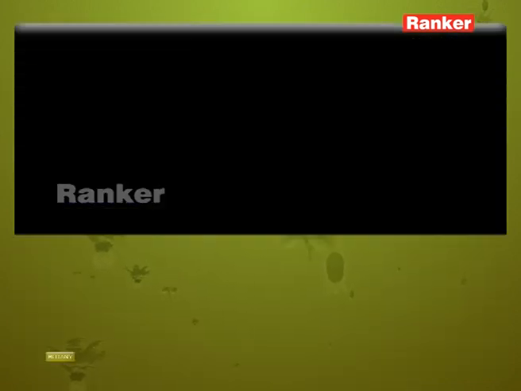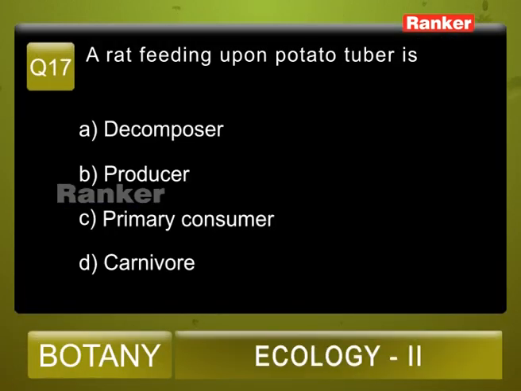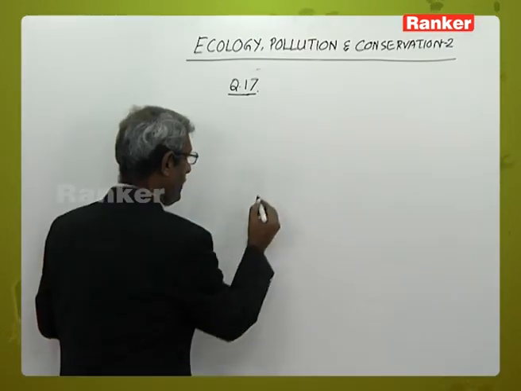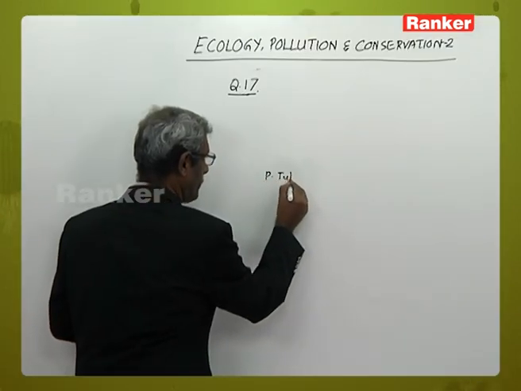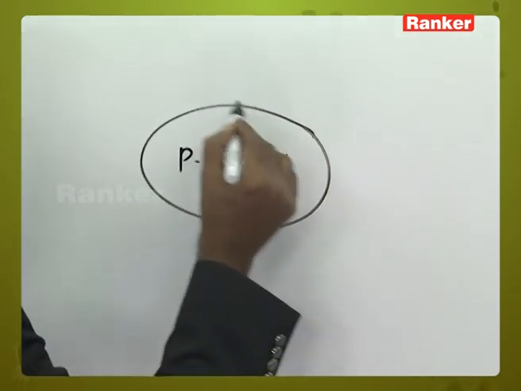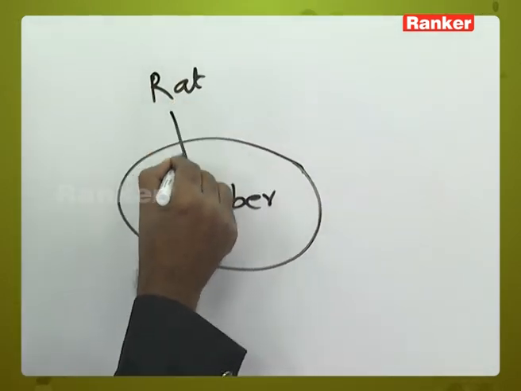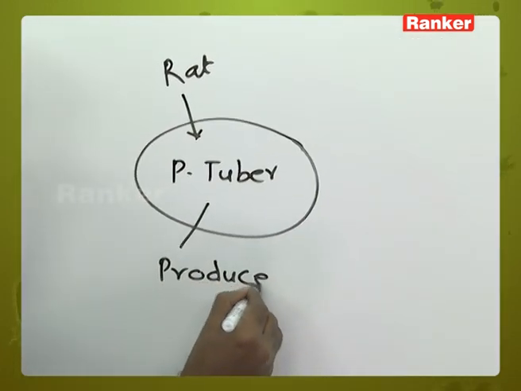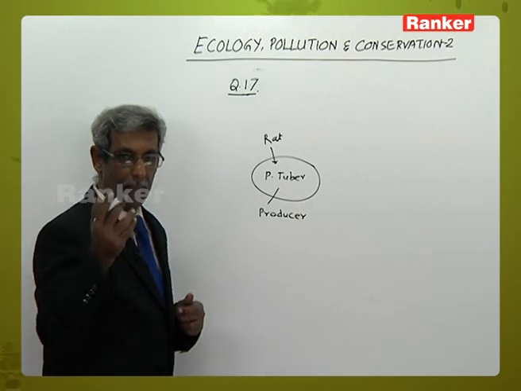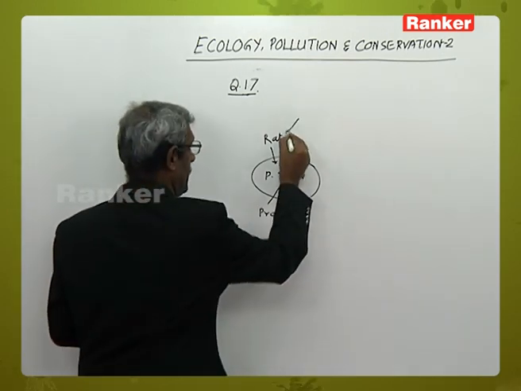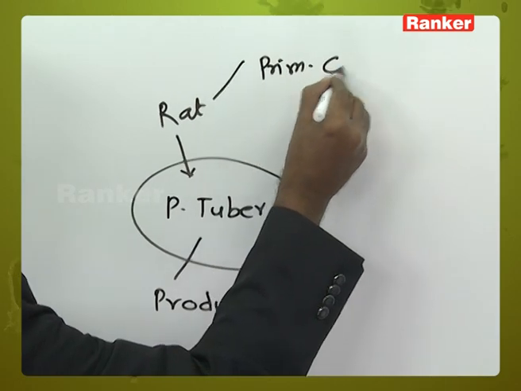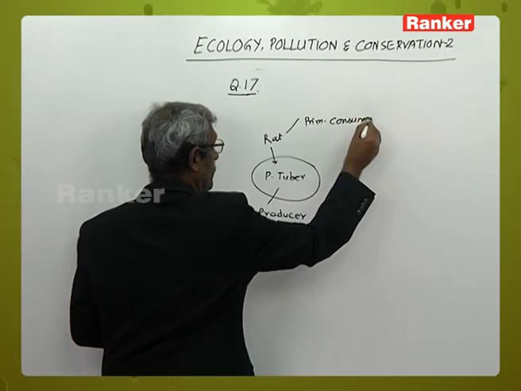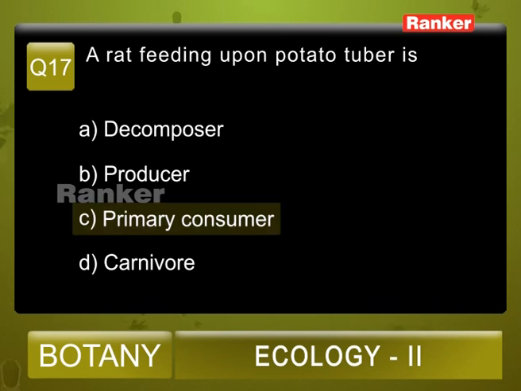Question number 17. A rat feeding on a potato tuber is A. decomposer, B. producer, C. primary consumer, D. carnivore. When we have a potato tuber, which is a plant, and we have a rat eating this, this is the producer, and primarily the rat which feeds on this is termed as the first consumer, hence it is called a primary consumer. The correct answer is C.